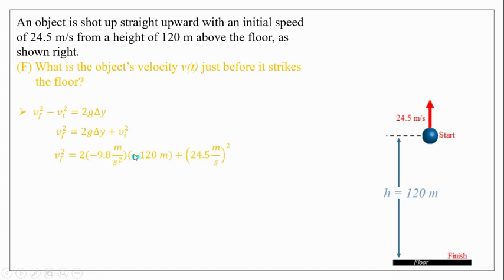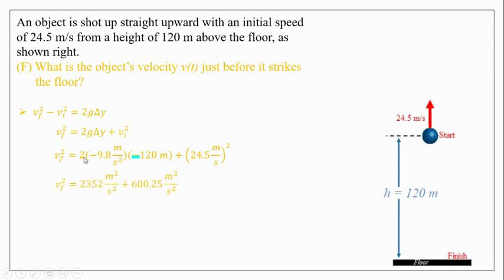Here, I just plug and chug. G is negative 9.8. Delta Y is negative 120 because, again, it starts up here. Even though it went up and all that, I don't really care. All I care is where did it start? Where did it end? It started at 120. It dropped down to 0. So therefore, my displacement is negative 120 because it fell downward. And then VI is given as positive 24.5. I'm going to square that.